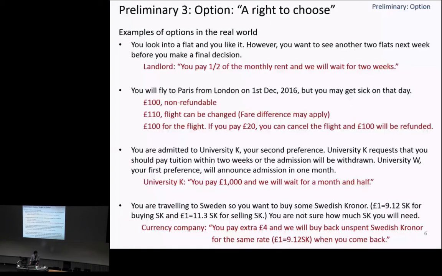Okay? So there must be many examples in real life. You can even come up with some new idea of new product of option, and that's what you should do for your assignment.